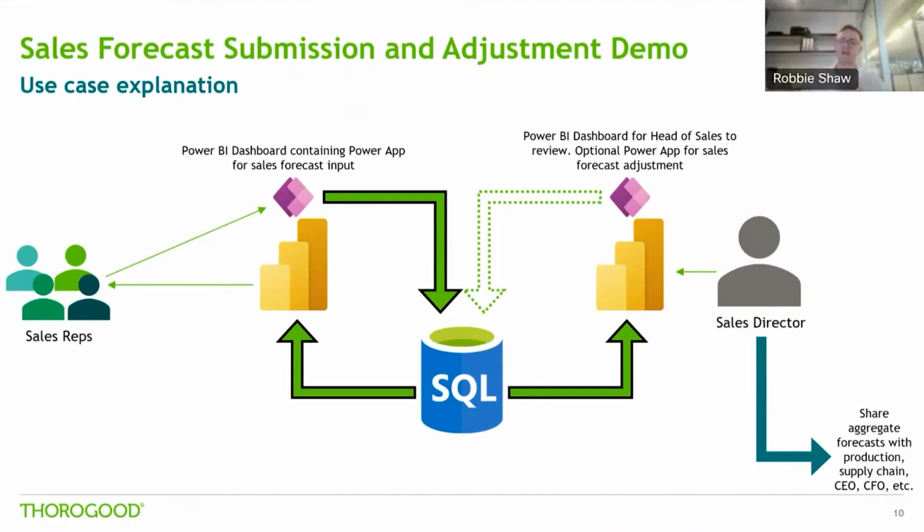And basically then looking at the diagram, this is the solution. So the solution is to have a central data repository, in this case a SQL database, and it's going to contain actual sales and target sales.